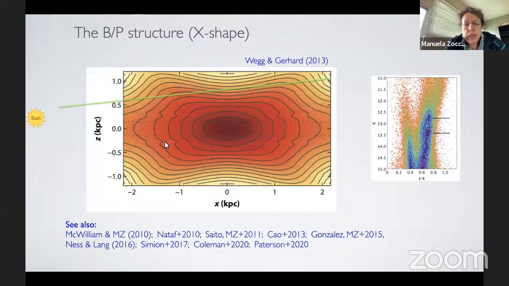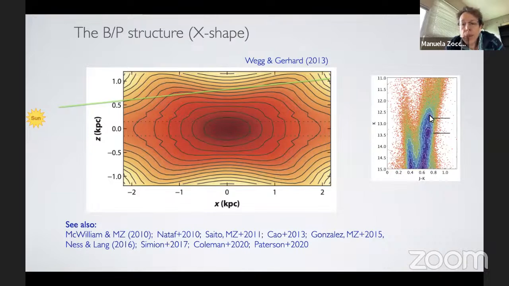We also know that in the outer part, the bar flares off in a structure that is sometimes called X-shape or boxy peanut, depending on the authors, but the thing is shown here. You see how it is. It's a peanut or an X, however you prefer to look at it. And the presence of this structure manifests itself with the presence of a double red clump in some specific directions, in some specific lines of sight.